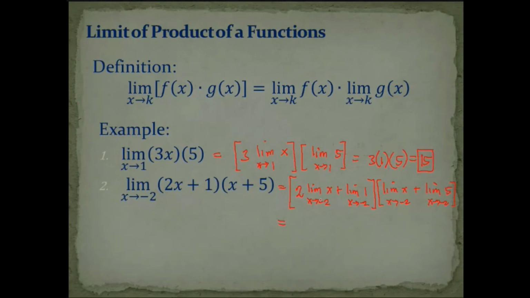Applying the previous theorem, so ito ay magiging 2 times negative 2 plus 1. Okay, ito naman theorem number 2, so ito ay magiging negative 2 plus 5. Ito ay theorem number 1 na. Okay, simplify. 2 times negative 2 is negative 4. Negative 4 plus 1 is negative 3. And then to, negative 2 plus 5 is 3. Negative 3 times 3 is negative 9. At ito na po yung limit natin.